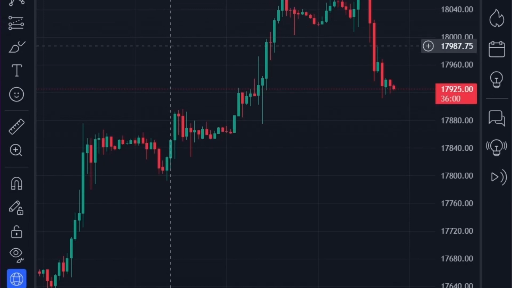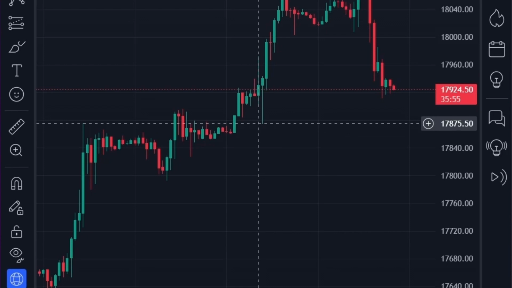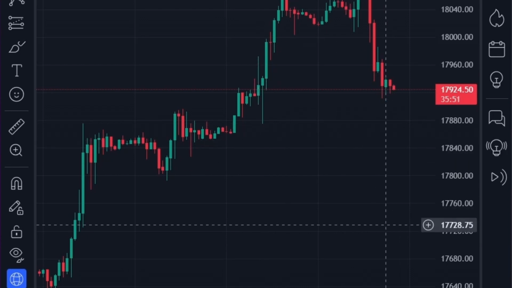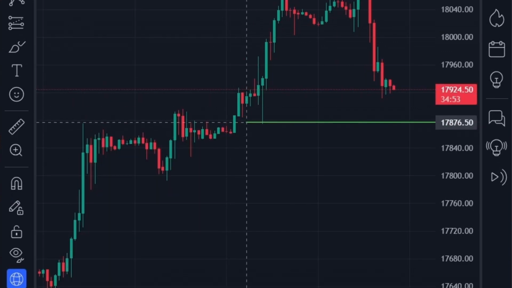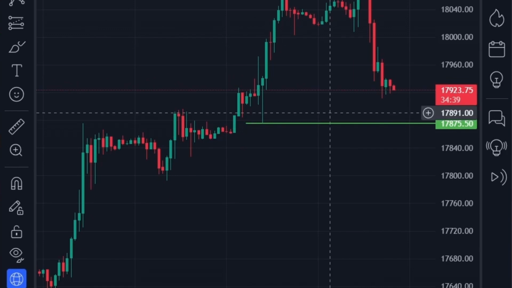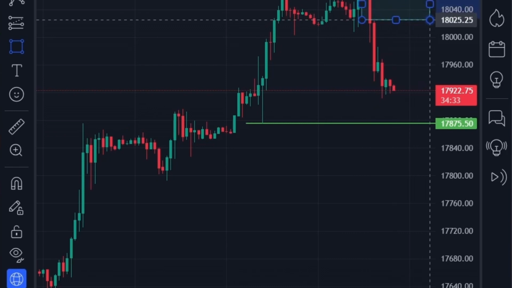Hey guys, in this video we will be going over liquidity and bias on a chart. So let's begin. What is liquidity? Liquidity is basically areas where the stops are put in, or areas that are unfilled in the market, such as a fair value gap.